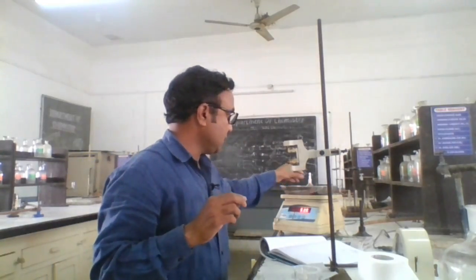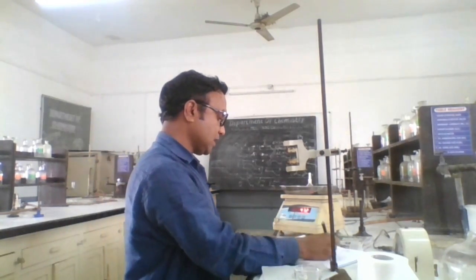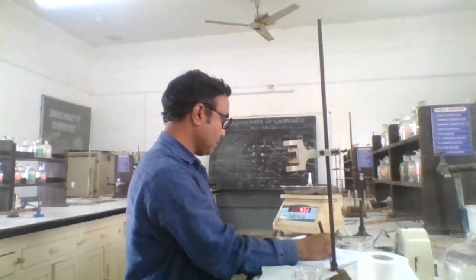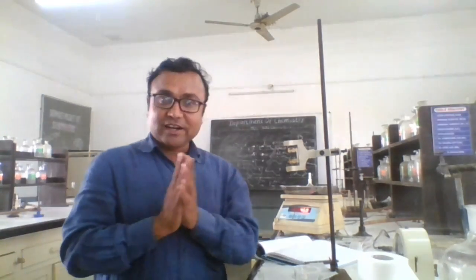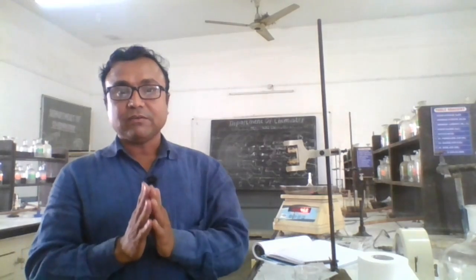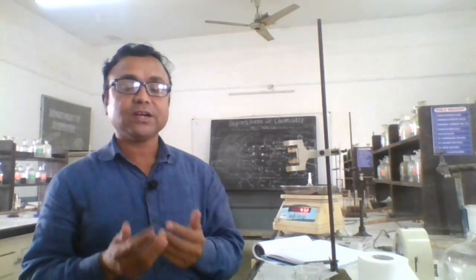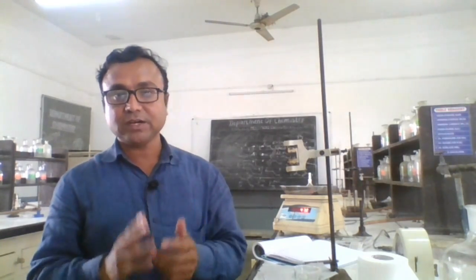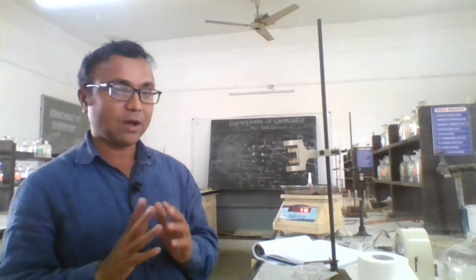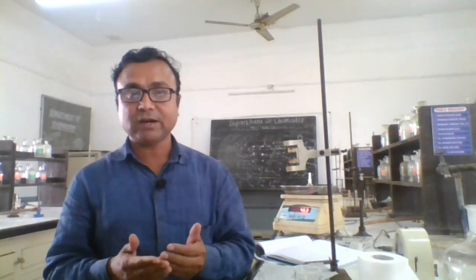Take the weight of the density bottle as W3, that is the weight of the density bottle with ethanol, and it is 47.3 gram. So we have already taken the three weights: W1, the weight of the empty density bottle; second, W2, the weight of the density bottle with water; and third, W3, the weight of the density bottle with ethanol.